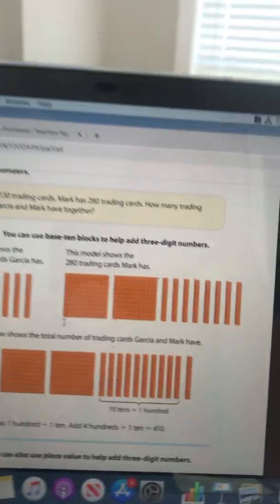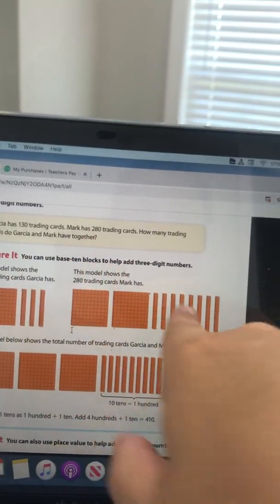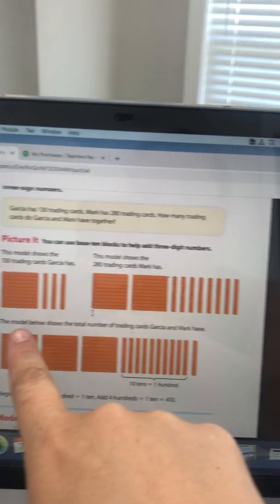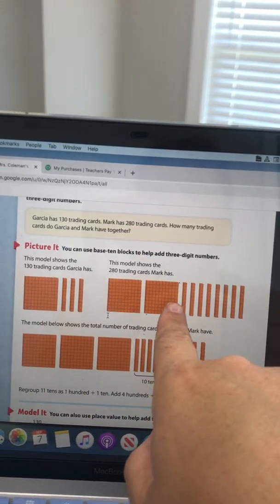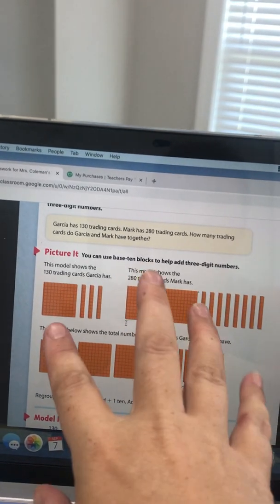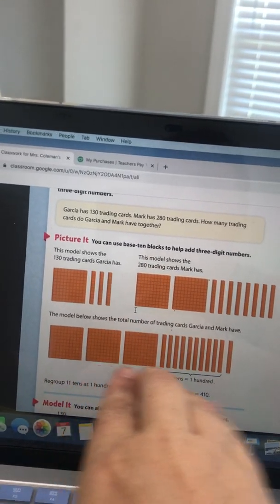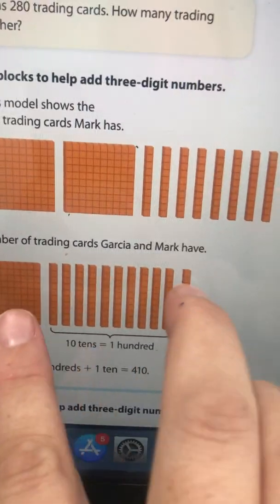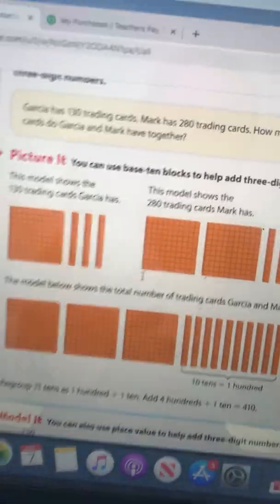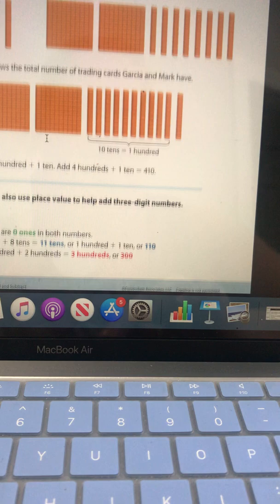Together being our clue word telling us to add. You can see that they've pictured it. They've got Garcia's 130. They have Mark's 280. And then they're putting them together, all the hundreds together, all the tens together. Notice what it says here. When you have 10 tens, you're going to switch that. So they're going to put those 10 tens together to make an extra 100. And that would be how they would regroup it.